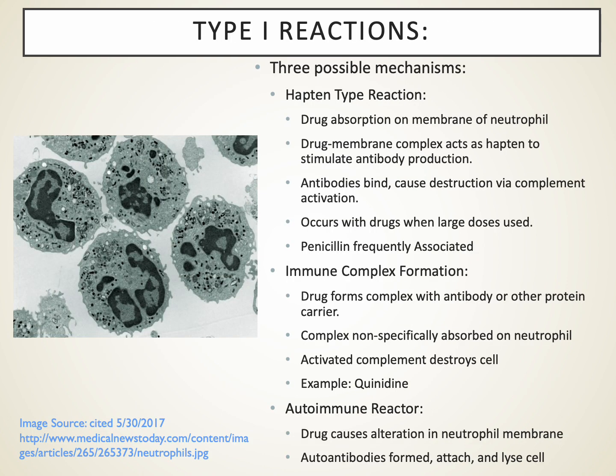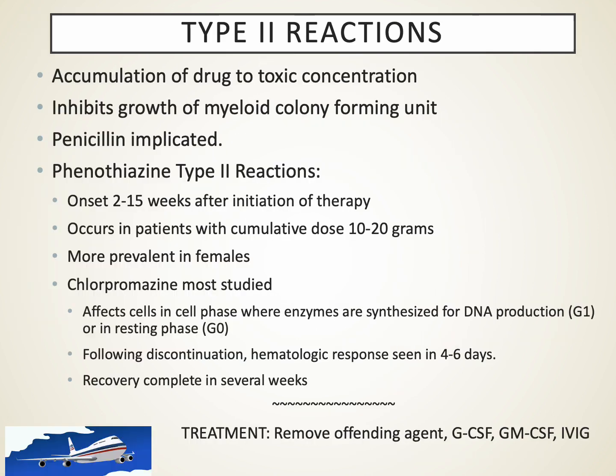One is a type 1 reaction that can happen with hapten types or immune complexes or an autoimmune kind of reaction, similar to what we'd seen before, and we see the functioning neutrophils go down dramatically. A second is accumulation of a drug or toxic concentration that inhibits the growth of new neutrophils. We can sometimes see this with, of all things, the very drugs we use to treat infections like penicillins. You can see it with certain phenothiazines, older types of antipsychotic medicines, specifically the older agent chlorpromazine or Thorazine, which noted this when it first came on the market.